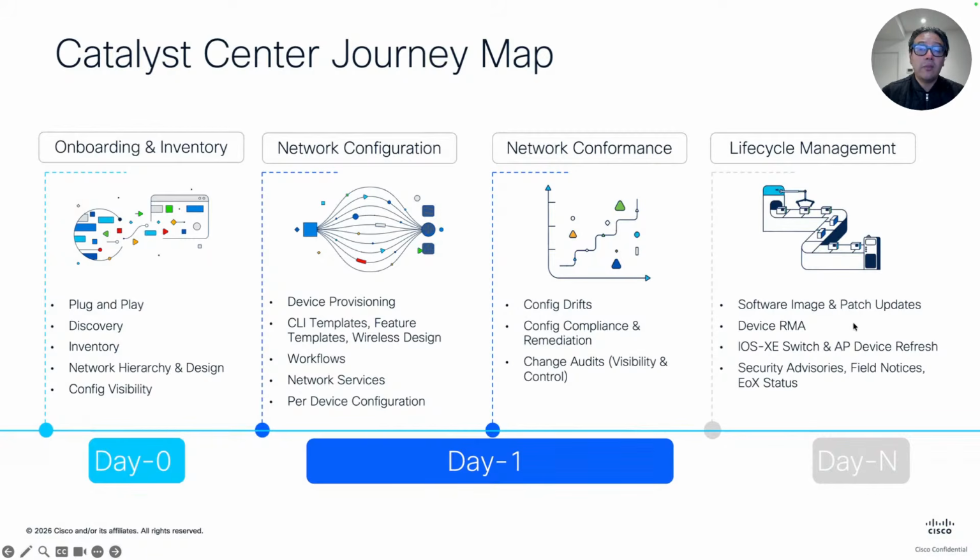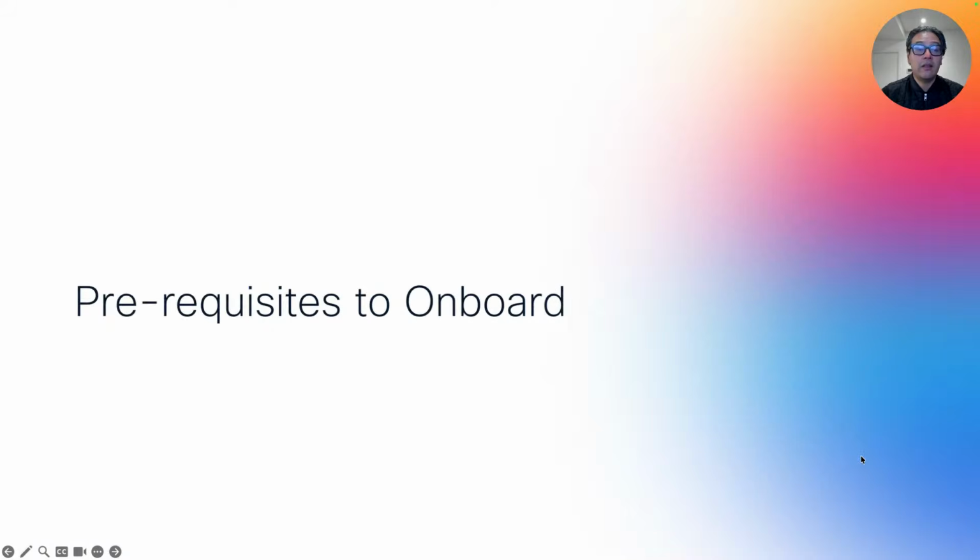The device RMA to replace your device's IOS XE switch and IP device refresh, and PSIRTs, field notices, and EOX status of your network devices. Now we will dive into the prerequisites to onboard your network devices into Catalyst Center.